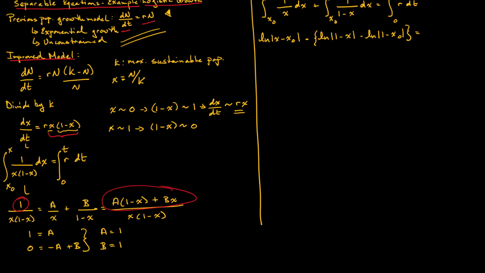And on the right-hand side, we just have the integral of r dt. We're assuming a constant growth rate. And again, this might not always be true. Sometimes we have a variable growth rate. These things happen. But anyway, so we'll have r multiplied by the integral of dt, which is just t. And here we have it.